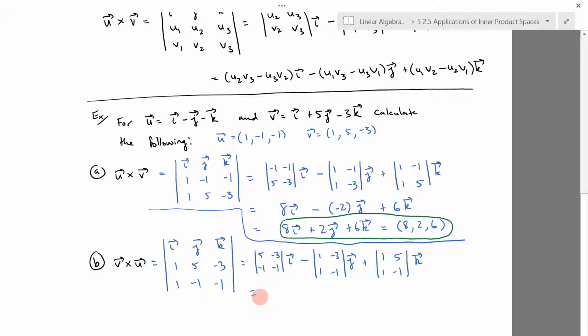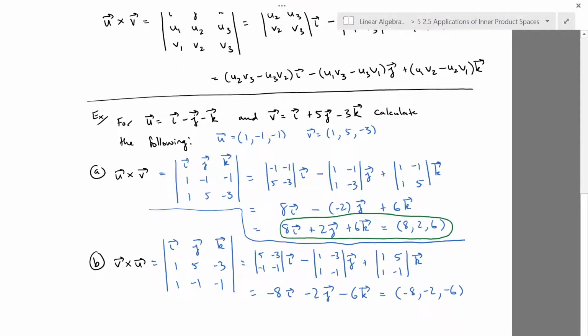Okay, so now let's calculate. Negative 5 minus 3 is negative 8. Negative 1 minus the negative 3 is negative 1 plus 3, which is positive 2, but then there's a minus here, so that's minus 2j. And then negative 1 minus 5 is negative 6. Or written in components, this is negative 8, negative 2, negative 6.